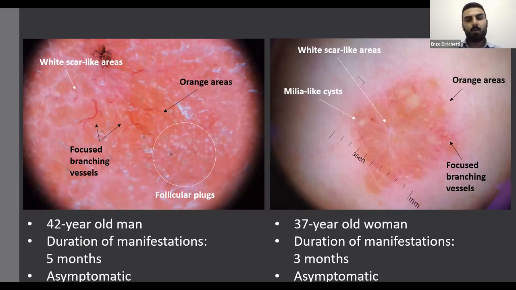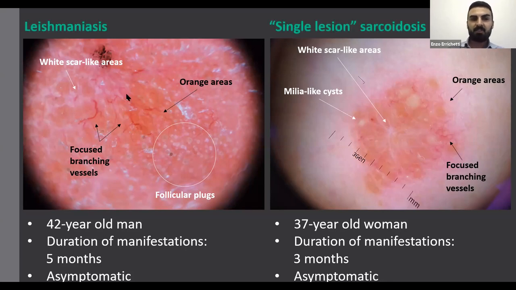In other words, may we suspect a specific condition in the group of granulomatous dermatoses? The answer is no on the right, but we can suspect something on the left. We have a dermoscopic clue, which is the follicular plug. If I call this finding yellow tears, I think most of you may tell me that this is leishmaniasis. And of course, this is leishmaniasis. On the right, we have a single-lesion sarcoidosis.